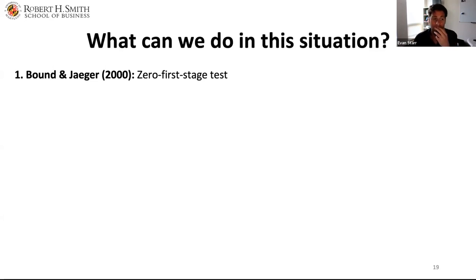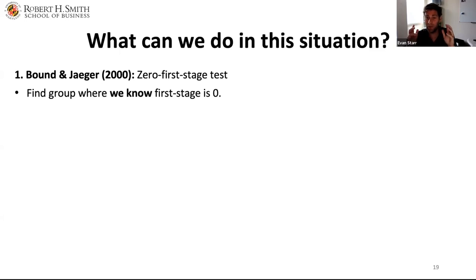Well, several things are possible. There's a classic paper by John Bound and David Jaeger, who have this idea of a zero first stage test. The whole idea is that maybe you can exploit some situation where you know for sure that the first stage should not exist, that it can't exist. In their case, they were revisiting the classic paper by Angrist and Krueger on compulsory schooling laws. They found that Angrist and Krueger's results held when there were no compulsory schooling laws, and that killed that, it was one of the many daggers in that paper. But if you found a subsample where you know the first stage is zero, and yet you still find that your instrument affects your outcome of interest, then you know the exclusion restriction is violated, because you know the first stage is not there. So there must be another path connecting the instrument to the outcome. Okay, so that's the idea.